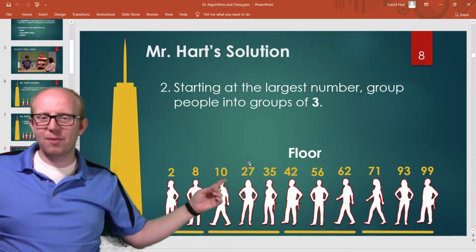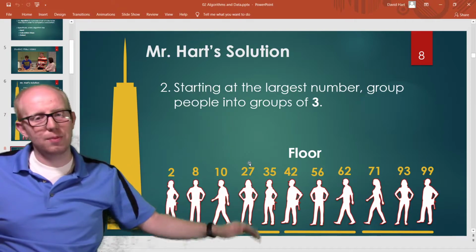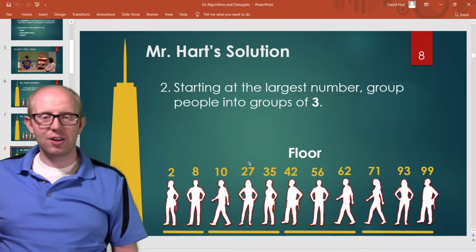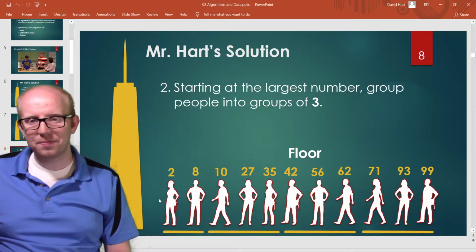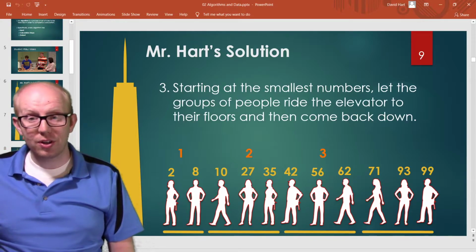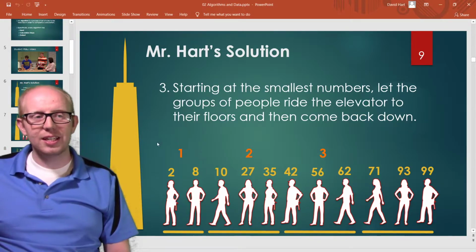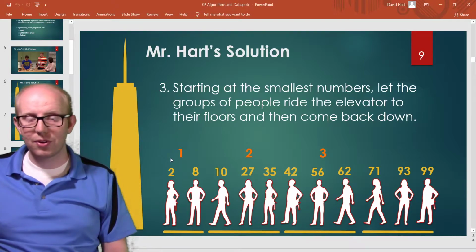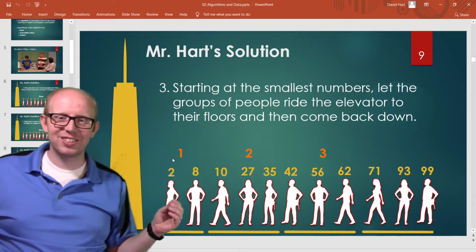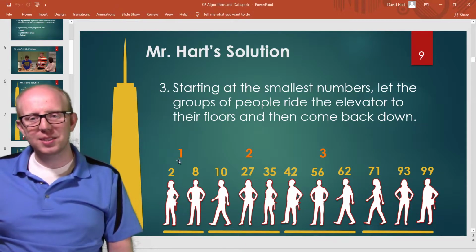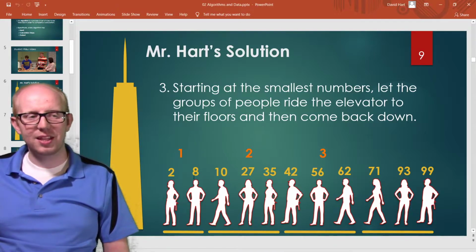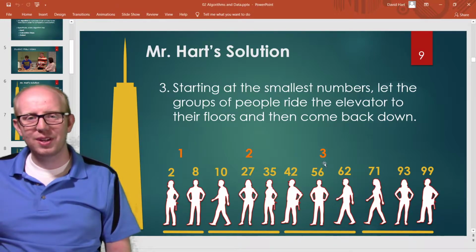So we don't want to send them first because we'll have this huge long trip where nobody's riding the elevator because we're waiting for it to come back. So the third key and third step is to realize that we need to send the smallest numbers first. So we group by largest numbers, but we send by smallest numbers. So we'll send this group, then this group, then this group.